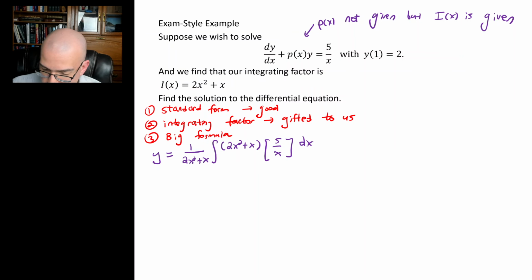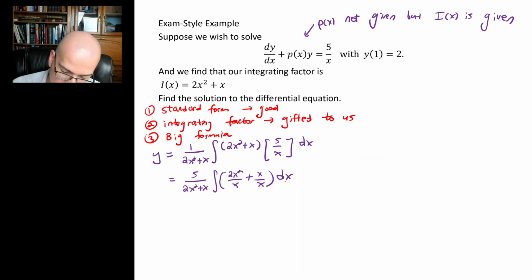dx. We can bring the 5 out front because it's a constant. So 5 over 2x squared plus x. And then we have 2x squared over x plus x over x, multiplying the denominator x into both terms there.